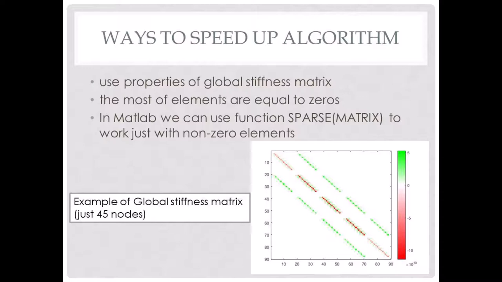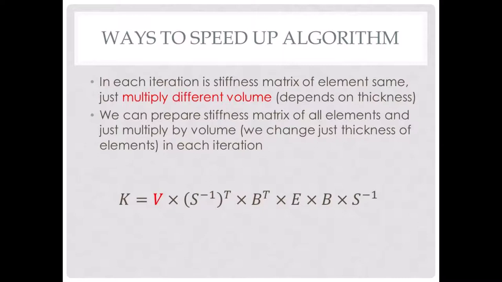Here is the second way how we can speed up the algorithm. In each iteration, the stiffness matrix of an element is the same, just multiplied by a different volume. Volume depends on thickness. We can prepare the stiffness matrices of all elements and just multiply by volume in the iteration. This is the case when we change the thickness of elements and use this speed up method.